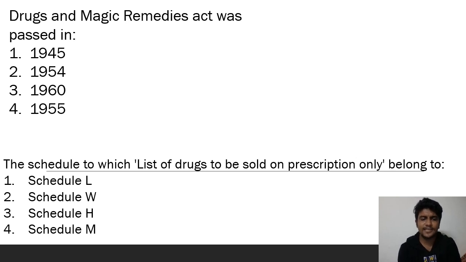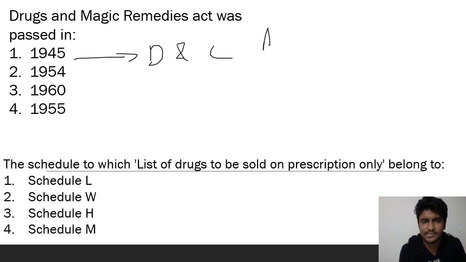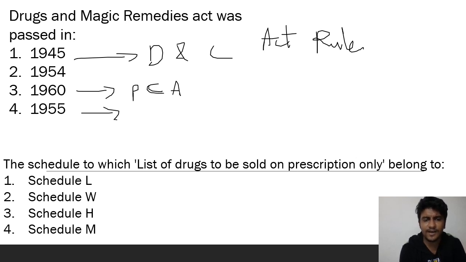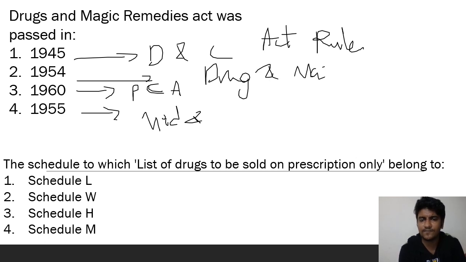Next up, we have, the Drugs and Magic Remedies Act was passed in. So in 1945, Drug and Cosmetic Act, do we remember? The Act was passed in 1940 and the rules were passed in 1945. In 1960, we have the Prevention of Cruelty to Animals Act. 1955, we have the Medicinal and Toilet Preparations Act. And 1954 we have the Drugs and Magic Remedies Act. So the right answer will be 1954.